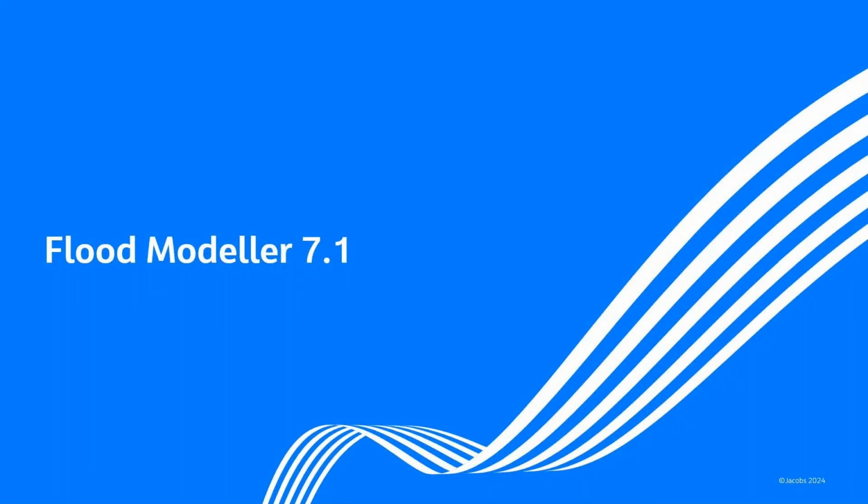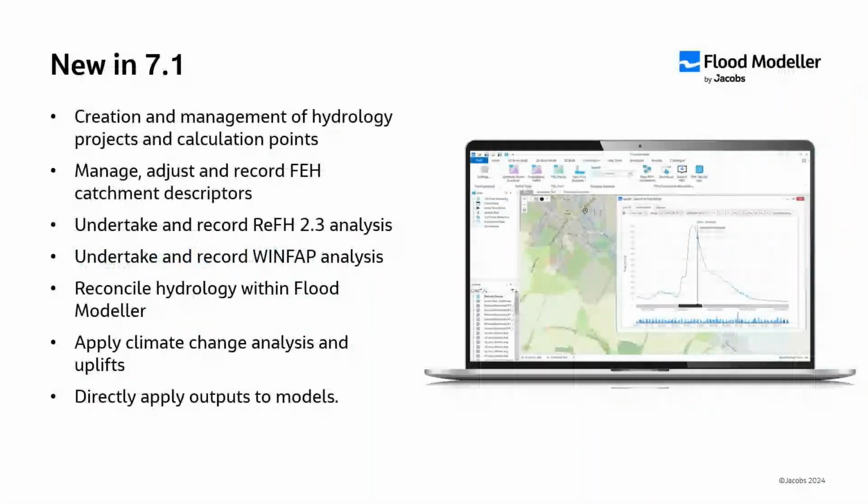Version 7.1 of Flood Modeler is due to be released by the end of this month, and this is a really big step forward for completing the Hydrology Plus roadmap. What we've introduced with version 7.1 is the ability to schematize your catchments. So within Flood Modeler, you can set your calculation points, your flood estimation points up, and record your analysis.